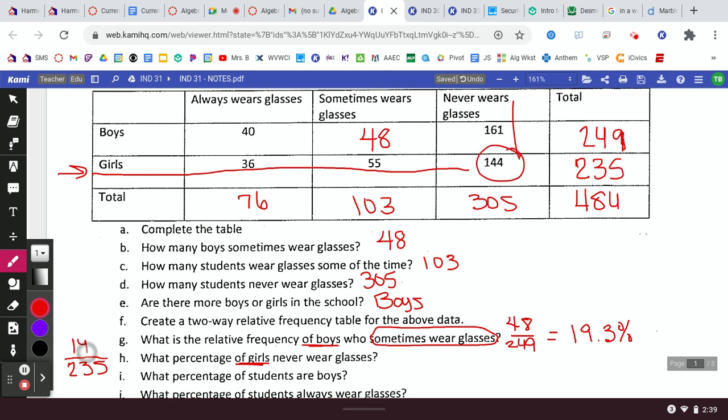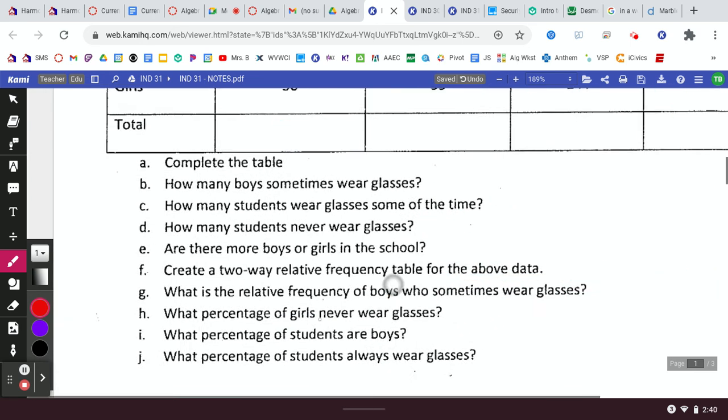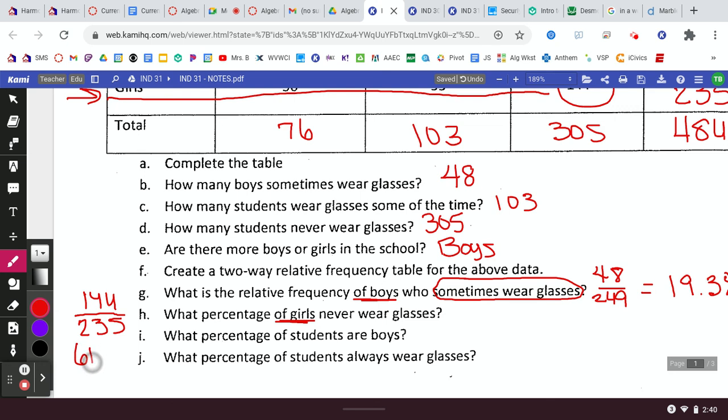So my 144 is on top because my smaller part's always on top. Right? Of girls is on bottom. My girls is 235. Never wears glasses. That's 144. All right. So let's see. Will, what's that equal out to? 61.3%. Okay. Those are my percentage of girls that never wear glasses.